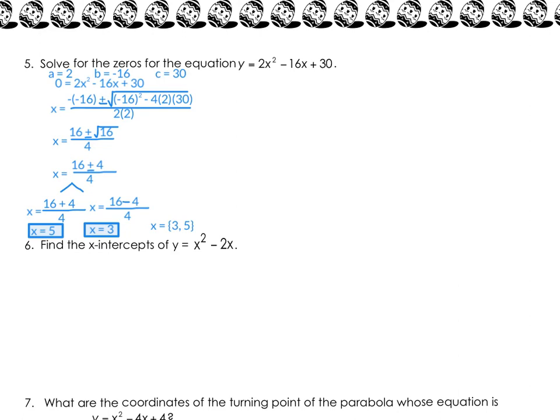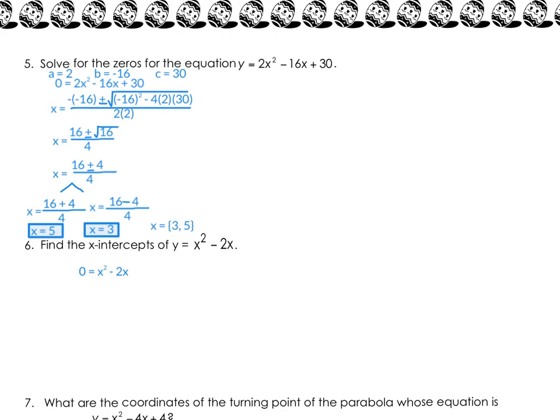Remember, x-intercepts, zeros, those mean the same thing. Just set it equal to 0. The y value is 0 if it's crossing the x-axis. Okay, so my options are the same. I can either use completing the square, factoring, or quadratic formula. This time I'm going to model factoring.